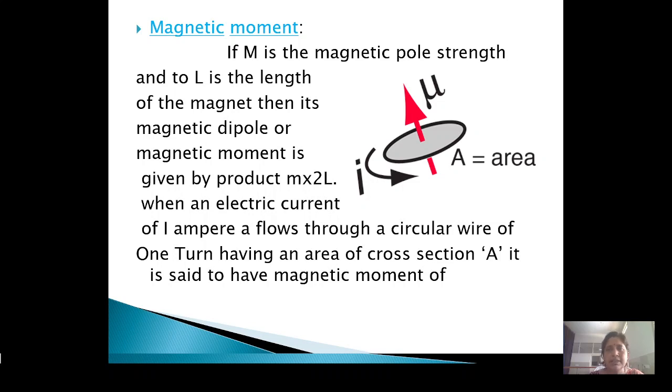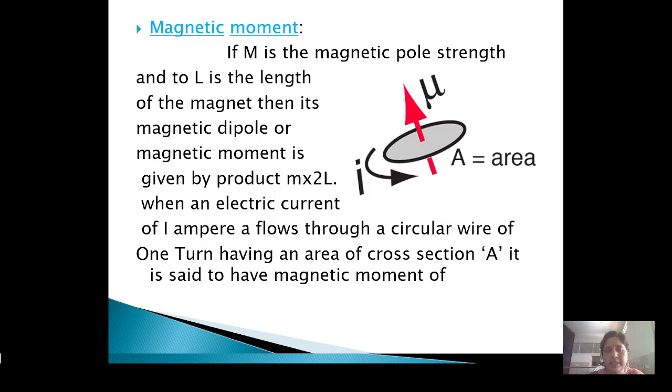If m is the magnetic pole strength and L is the length of the magnet, then its magnetic dipole moment is given by the product of m and 2L. So the magnetic moment is the product of one pole strength m and the distance between the two poles, 2L.